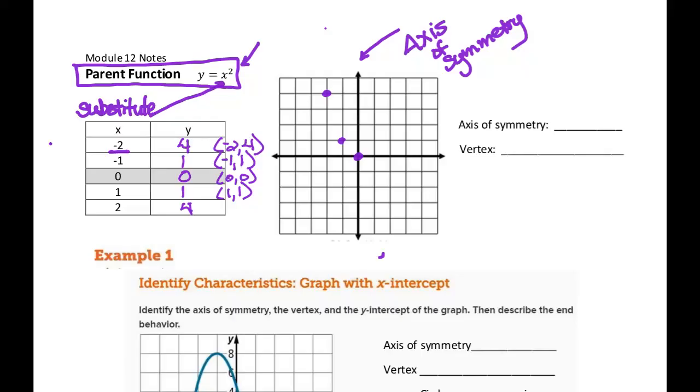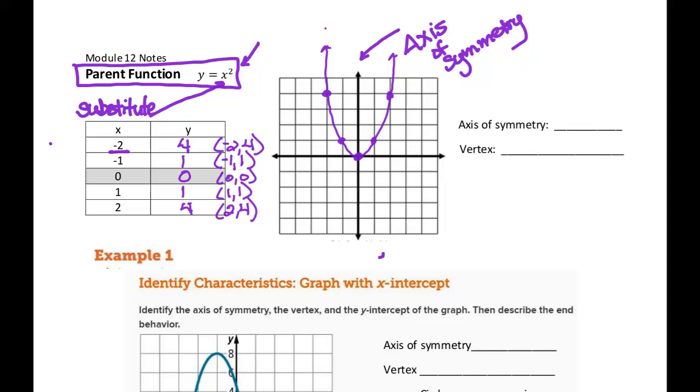So 2 squared is 4, so that is 2, 4. As I graph both of these, look what shape we have. Then I need to connect that with a gentle curve. Make sure it's more U-shaped and not a V. That's got a little bit of a point there, but that's okay. So this is the parent function. This is what y equals x squared is always going to look like.